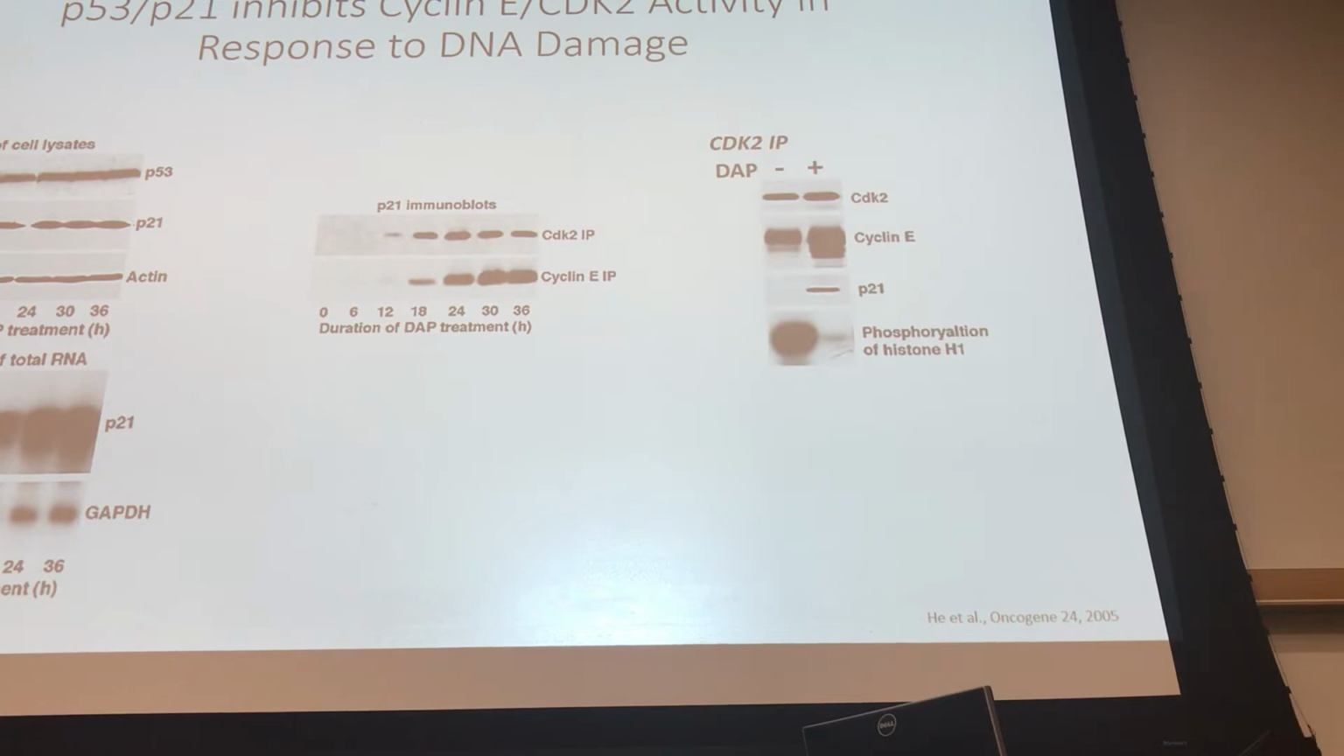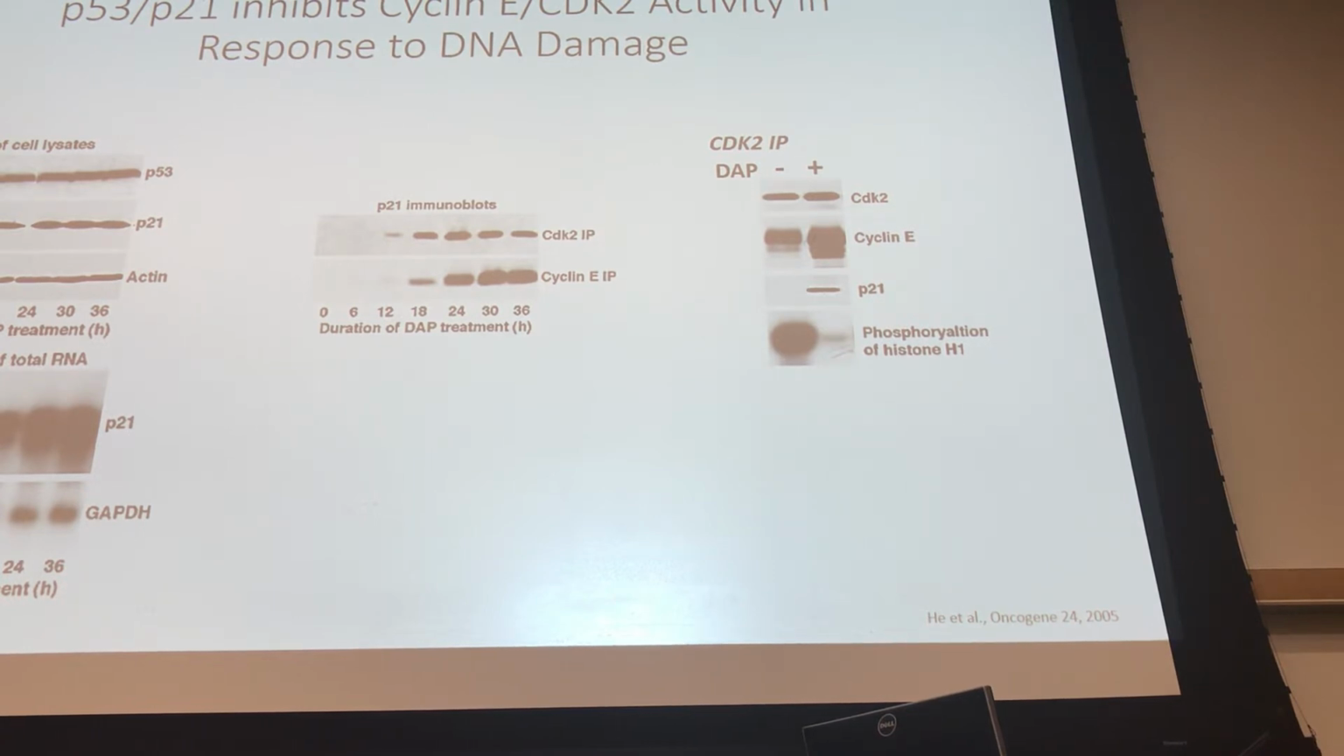And then finally, as I was telling you, this blocks the activity of cyclin E, CDK2, so that the cell cannot proceed through the cell cycle in response to DNA damage. So that's what's shown here. They IP for CDK2, so this is going to be an in vitro kinase assay. They see that cyclin E is bound. They see that P21 is bound in response to DAP, so in response to that DNA damage. P21 is now binding to this complex, and now you don't get phosphorylation of the substrate. In this case, they use histone H1.